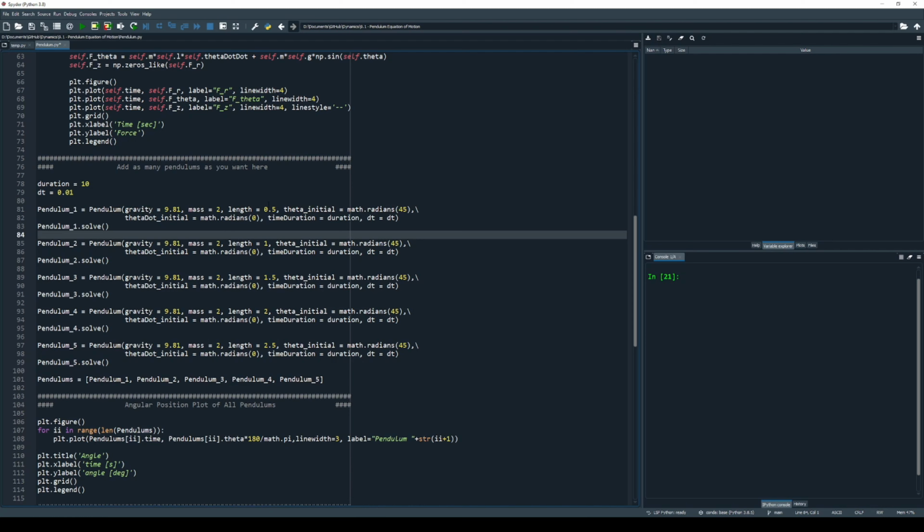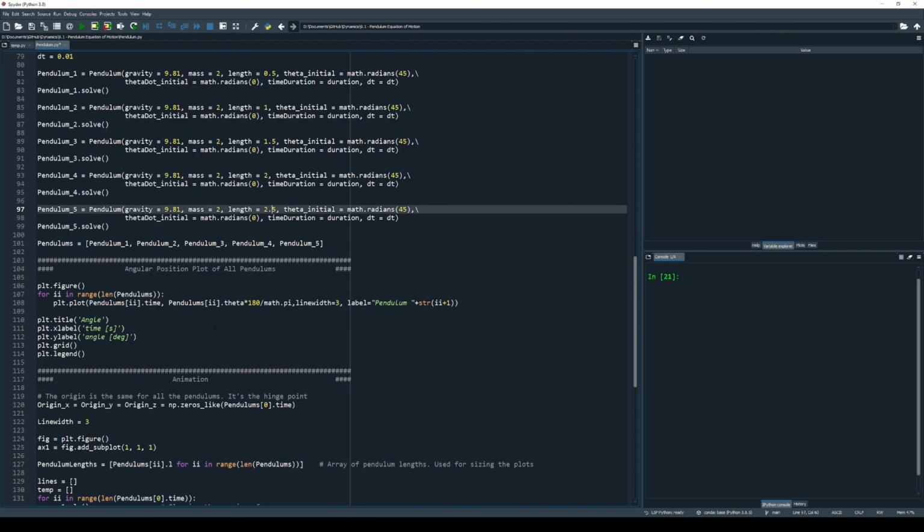All the masses are the same. The only thing changing between all these 5 pendulums are the lengths. So the first pendulum is half a meter. This one is 1 meter, 1.5 meters, 2 meters, 2.5 meters. Then down here, this plots the angular position of all the pendulums.